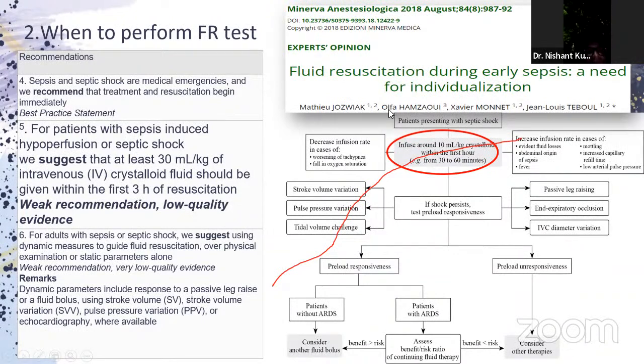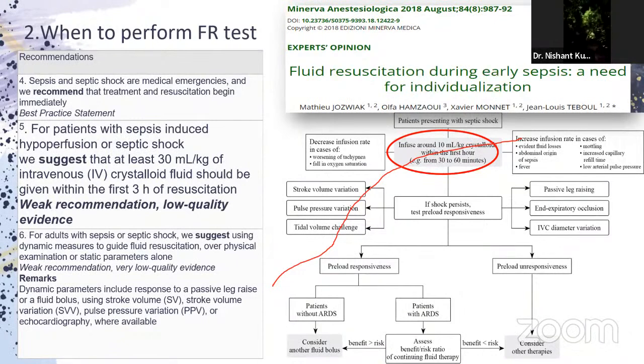The tools that we have are stroke volume variation, which I'll be talking about, the pulse pressure variation, and the tidal volume challenge. These are all dynamic tests. And the passive leg raising test, which is very easy to perform and will not cause any harm to the patient. We can also do an end-expiratory occlusion or IVC diameter variation. Now, these are all dynamic. These will tell you whether the cardiac output is increasing or not when you administer fluid.